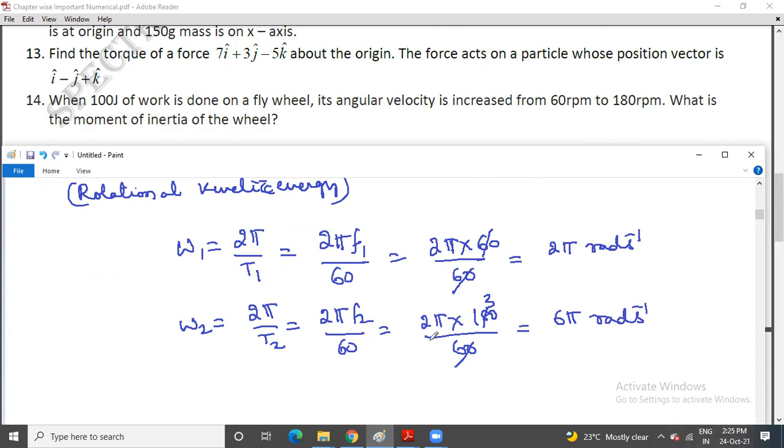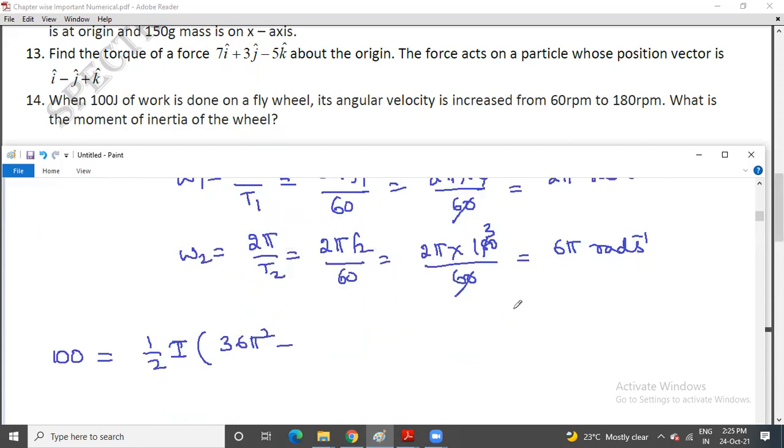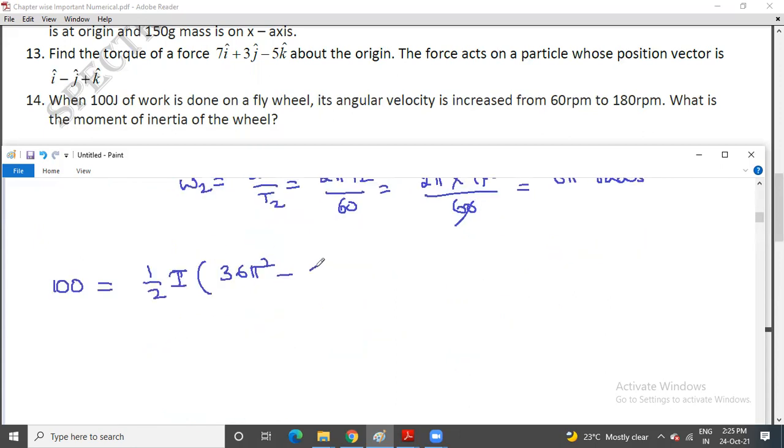Now let us substitute the values. How much is the work done? 100. Work done, or rotational kinetic energy, is equal to half into I into, we are looking for I. What did you get? Omega 2 is 6 pi radian per second. So 6 pi square means 36 pi square, minus omega 1 is 2 pi, and in the formula it is omega 1 square. So 2 pi whole square means it will be 4 pi square. So you will get 100 is equal to half into I into 32 pi square.